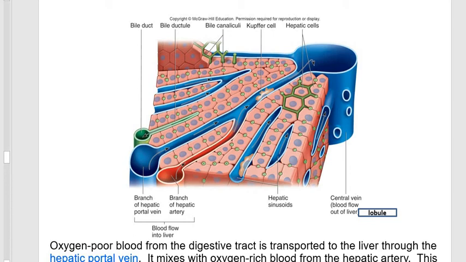So Kupffer cells. Do you know that specific name? There's some picture, I can't remember where it is, might be in the lab book, that just calls it a reticuloendothelial cell. That's really not specific enough, so make sure that you call it a Kupffer cell.